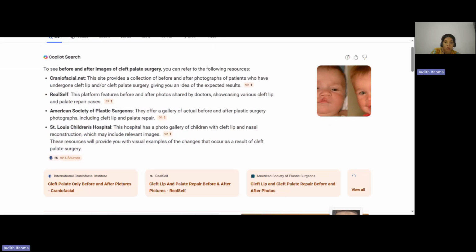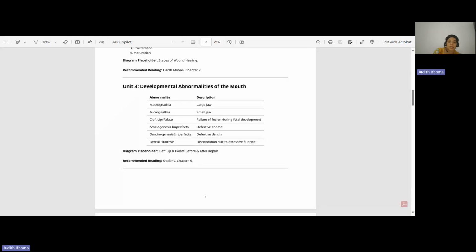Let me quickly go back to our material. We said that dental fluorosis is caused by too much fluoride intake during tooth development. It doesn't mean the patient is sick, but the enamel may appear mottled, chalky, or brownish.